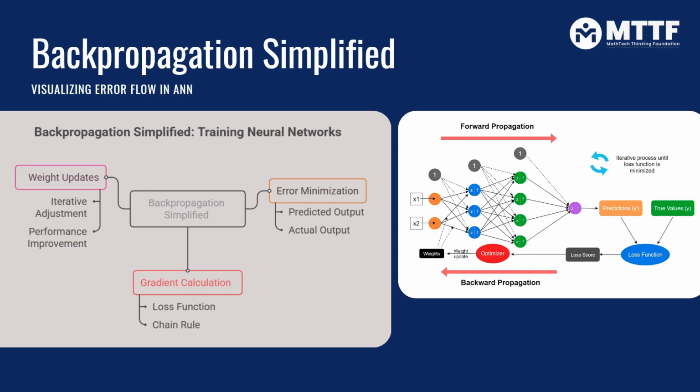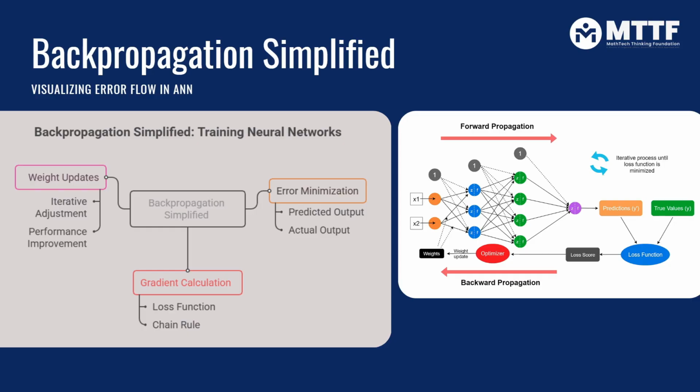time? This is where backpropagation comes in. Backpropagation starts with error minimization. The model compares the predicted output with the actual output and measures the difference using the loss function. Next comes gradient calculation. Using the loss function and the chain rule from calculus, the network computes how much each weight contributed to the error.